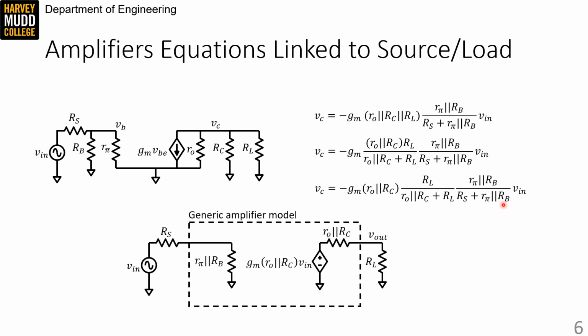So this formatting suggests a model for the amplifier that would capture the same gain, where we represent the input by some impedance that divides with the source, and we represent the output as a Thevenin equivalent: a dependent voltage source that captures the amplifier's gain, and then a resistance that gets into a divider with the load.